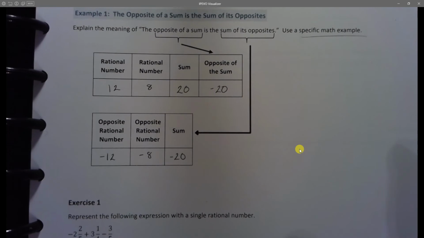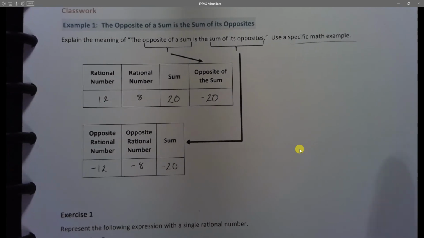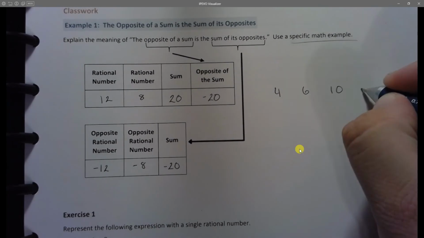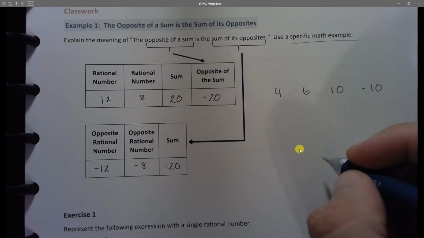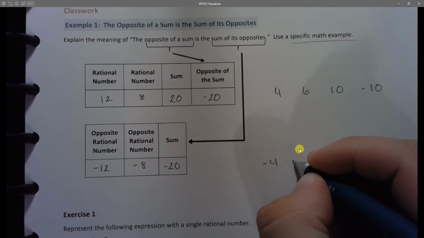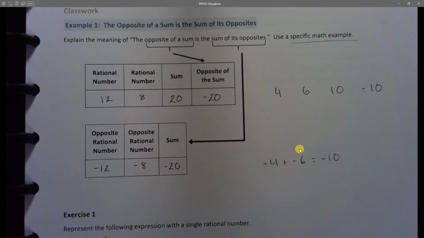Now, I want you to do the same thing. I want you to practice. I want you to think about another example you could use. Could you use 4 and 6, which gives me 10, and that opposite is a negative 10? So could the sum of a negative 4 and a negative 6 equal a negative 10? Looks like it checks out to me. All right. So the mathematical sentence is proven. We've got multiple examples that state that the opposite of a sum is the sum of its opposites.